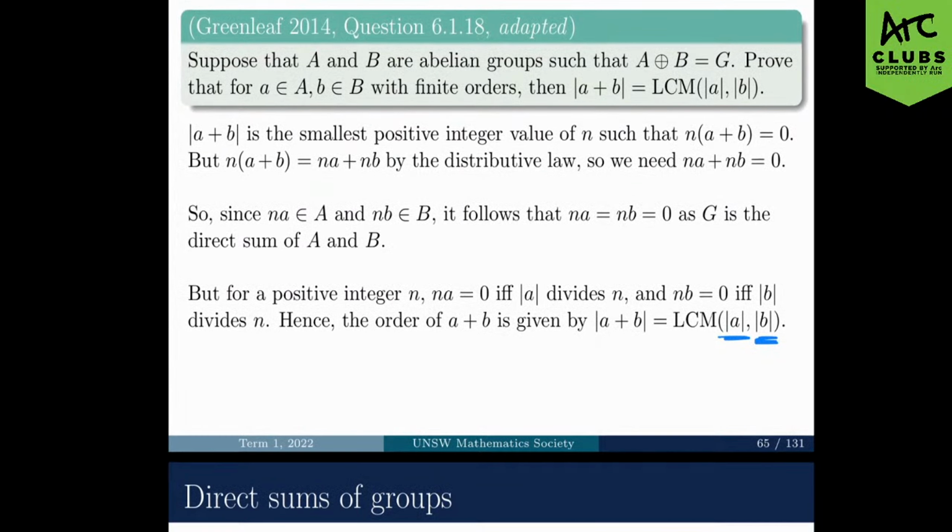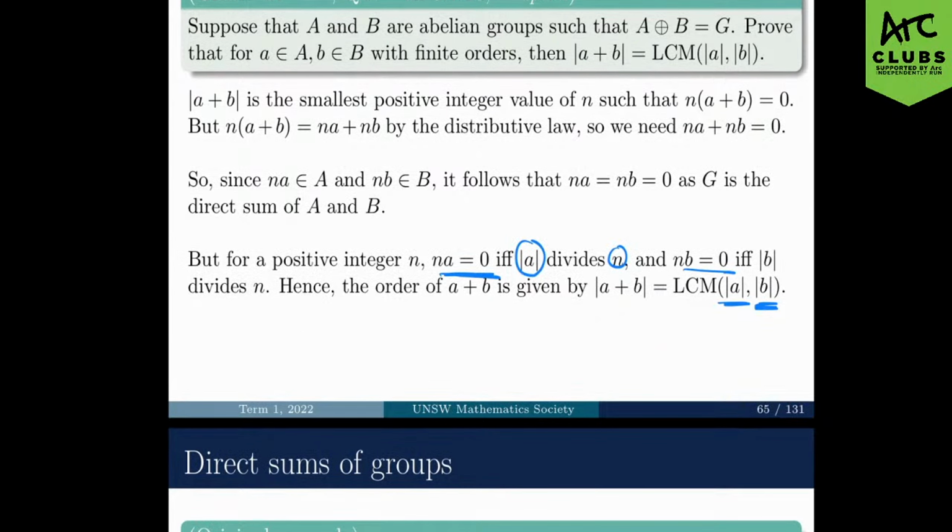Alright, so reading out the entire proof: for a positive integer n, na equals 0 if and only if n is a multiple of this order. And same thing over here, nb is equal to 0 if and only if n is a multiple of this order. So for both of them to be true, we need n to be a multiple of the LCM. So we're proven.